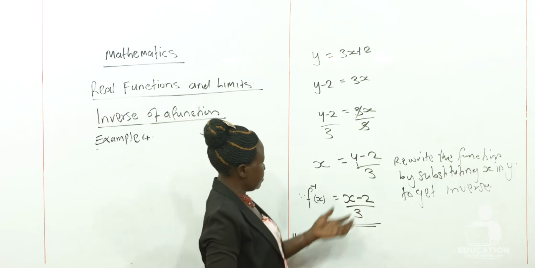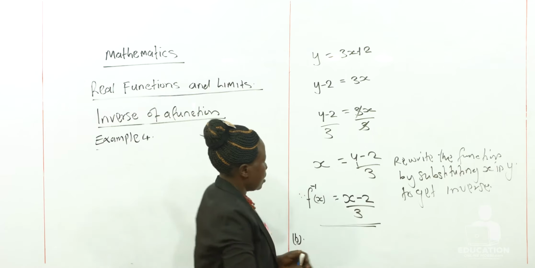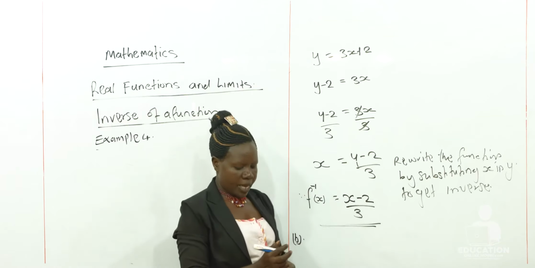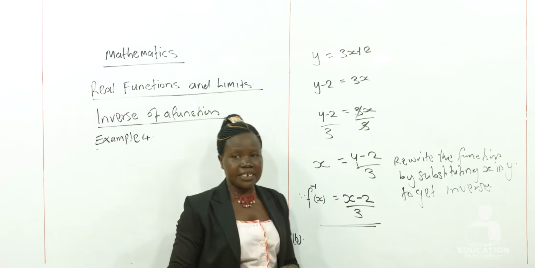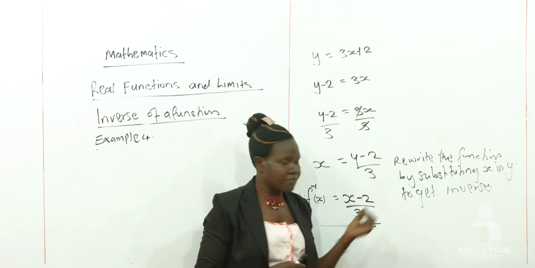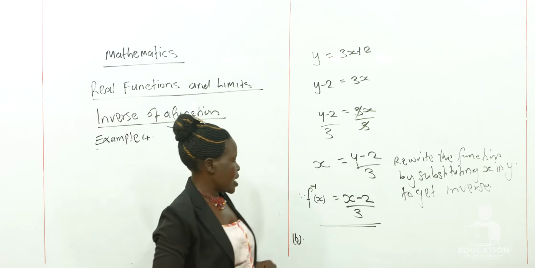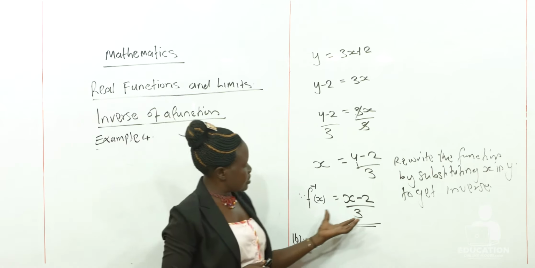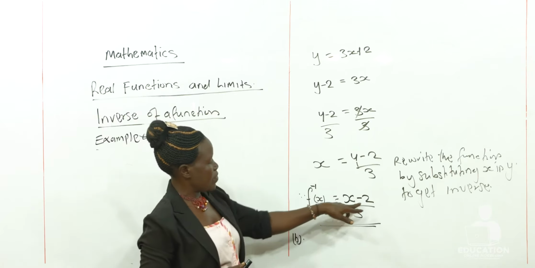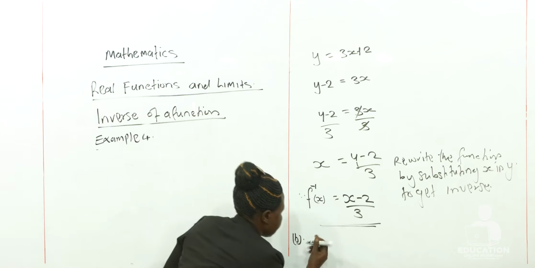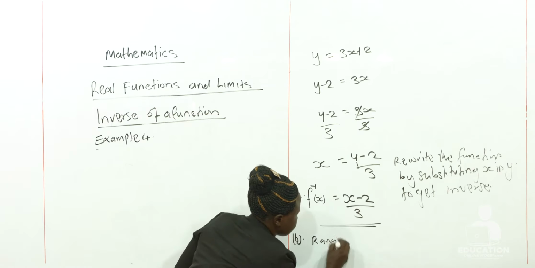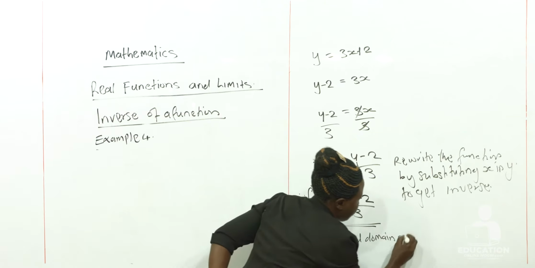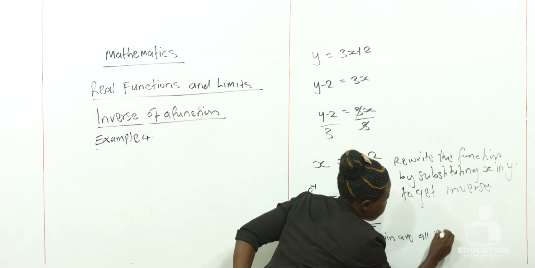So if we are looking at the range, you automatically look at the outcome here. When you look at this function, what do you say about it? Is it defined or undefined? You find that because of this division, the function is undefined. And therefore, if it is undefined, you simply say the range is all the real numbers of x. Range and domain are all real numbers.